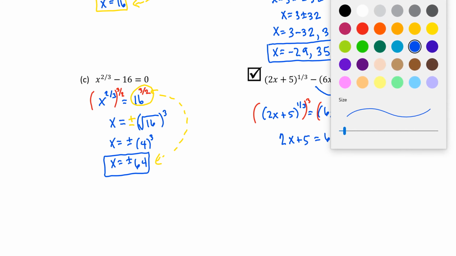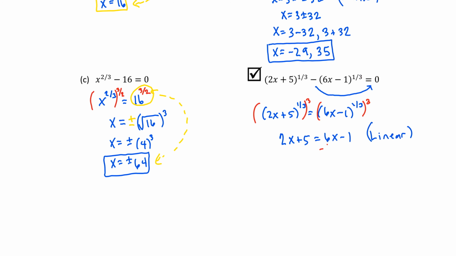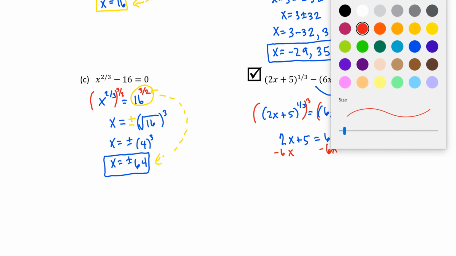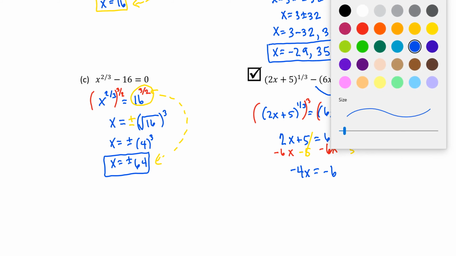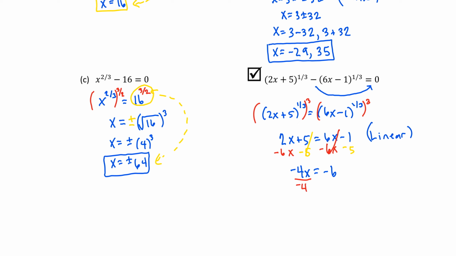Our goal in solving a linear equation is to collect all of our variable terms on the left. So I'm going to start by subtracting 6x from both sides. That's going to get all the variables to the left. And then subtract 5 from both sides. That'll make all of our constants land on the right. And we have the equation negative 4x equals negative 6. We will finish by dividing both sides by negative 4 and reducing. And our answer looks like x equals positive 3/2.